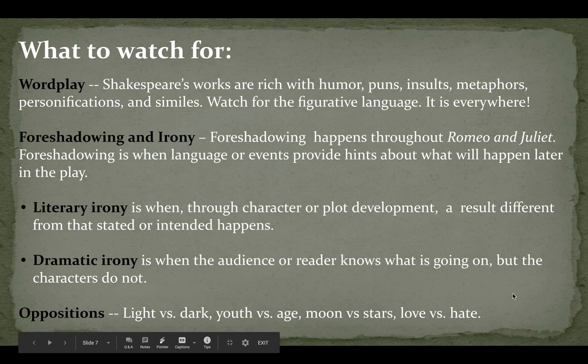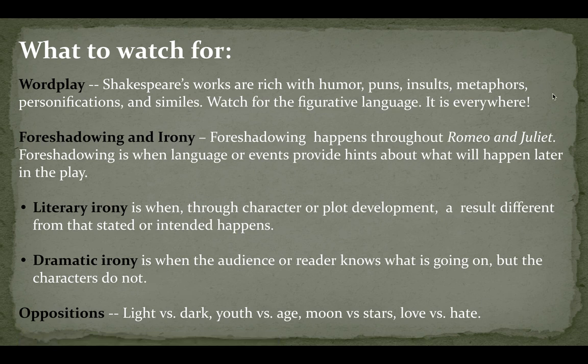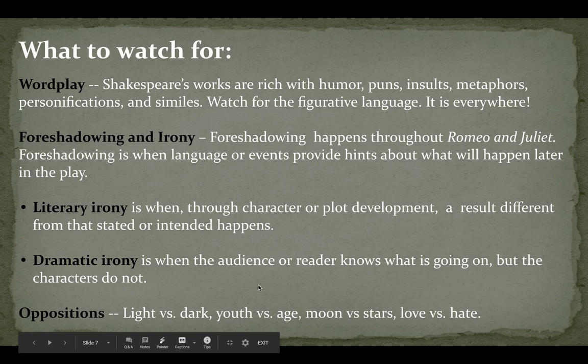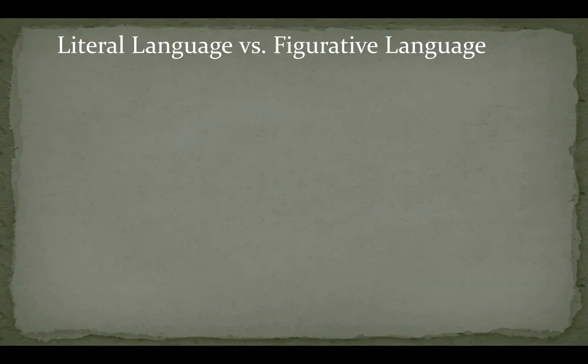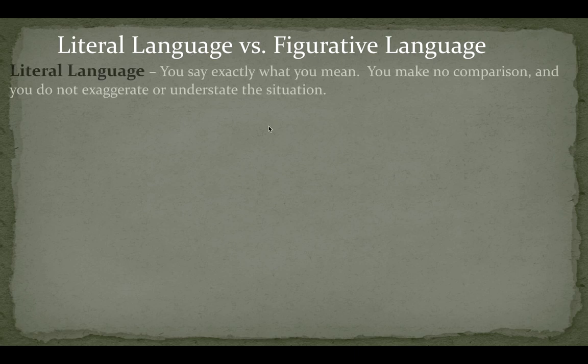And we'll be looking for all of these things when we look at Romeo and Juliet. So wordplay, foreshadowing and irony, and oppositions. You can think of oppositions as opposing forces or opposing ideas, or even opposing images. All right, now we have talked about literal language versus figurative language. You might remember these were some of our first vocabulary words. We're going to be looking for this in Romeo and Juliet.